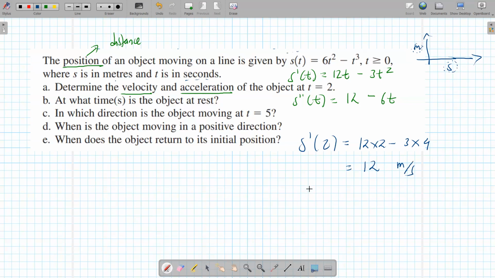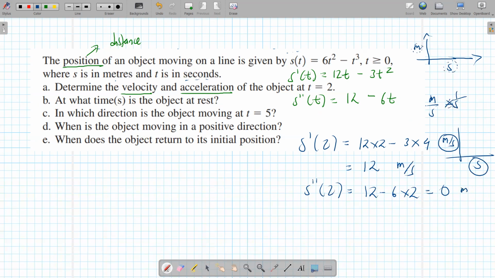Okay? And we can do the same thing for the second derivative. 12 minus 6 times 2. This gives you a 0. And again, what's going to be the unit of this? The velocity function, you have meters per second here, and you have a second here. Again, it's going to be y divided by x. So meters per second divided by second. Turn this into times 1 over second. It's going to be meters per second squared. And that is the unit of acceleration. Okay? So what does this mean? This means that at time equals 2, the object is moving at 12 meters per second, and it's not accelerating. The acceleration is 0.